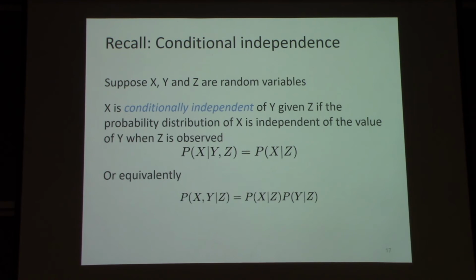I hope you've seen this before at some point. Another equivalent way of saying that is the probability of x comma y given z is the same as the probability of x given z times the probability of y given z. So this is an assumption about the nature of the probability distribution. At this point it's just a definition. We are saying that x and y are conditionally independent of each other. If you knew the value of z, x and y don't depend on each other. And this is the formal way of defining that statement.